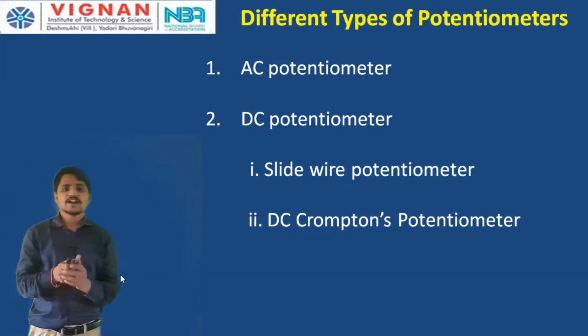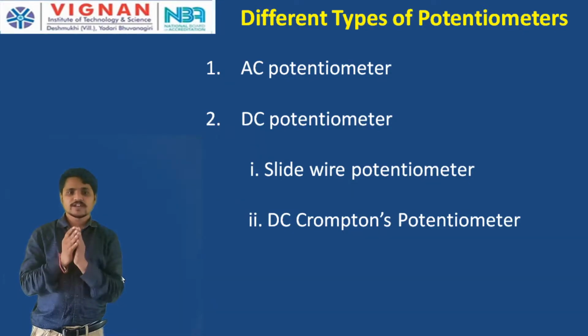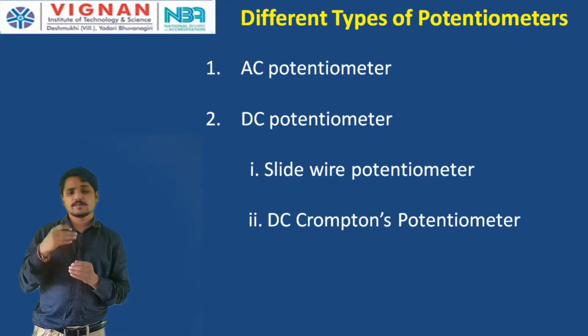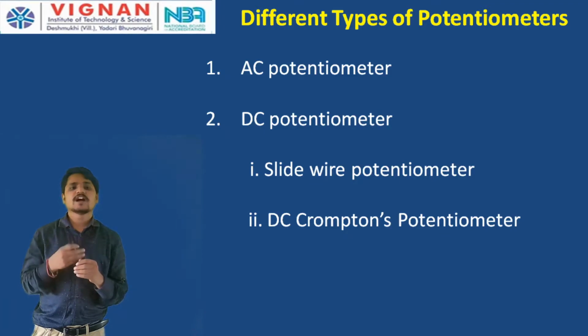So next one is, what are the different types of potentiometers? There are different types of potentiometers available. One is the AC potentiometer, another one is the DC potentiometer. The AC potentiometer is a measuring instrument which is used to measure an unknown AC voltage by comparing it with a known AC voltage. That means the AC potentiometer must measure the magnitude of the unknown AC voltage and the phase angle of the unknown AC voltage. But coming to the DC potentiometer, the DC potentiometer measures the unknown DC voltage by comparing it with a known DC voltage.